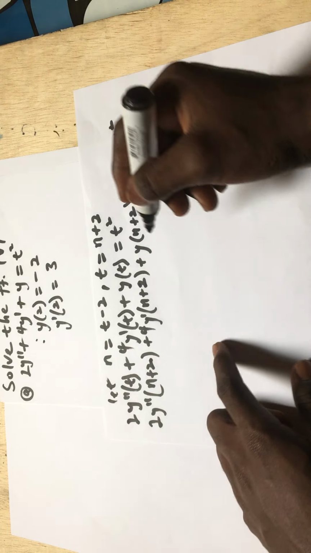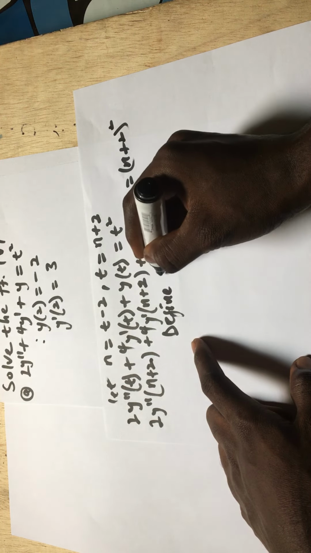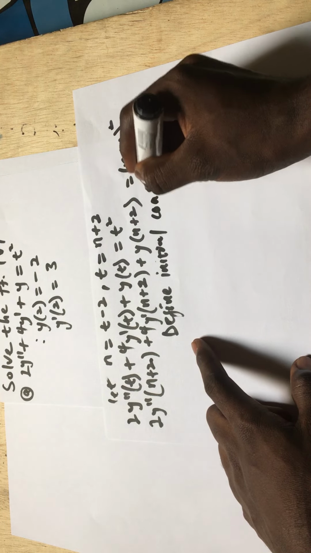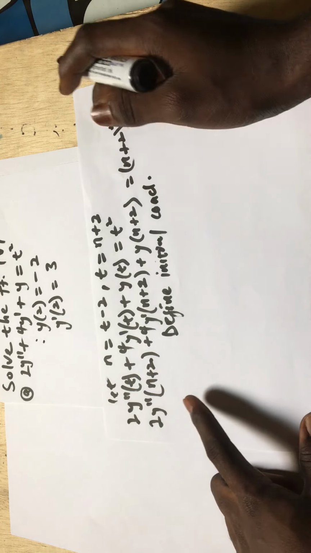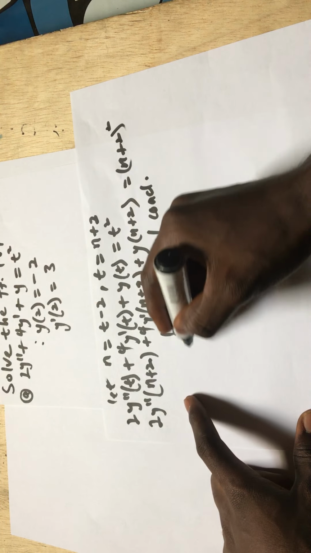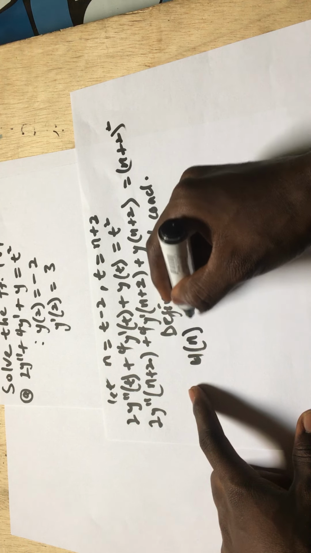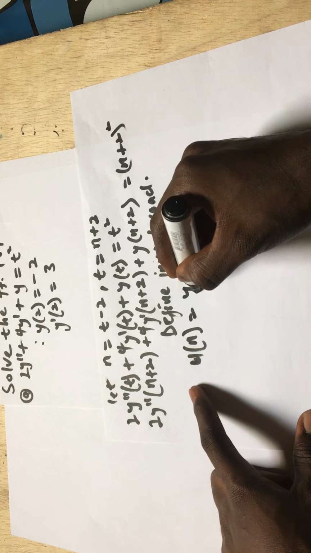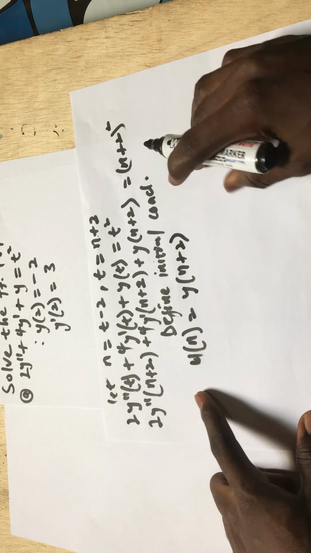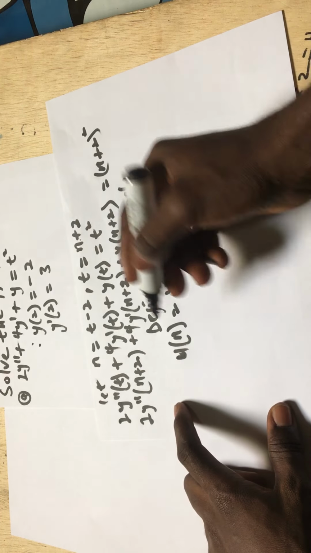Now we have to define our initial conditions. Are you getting it? So what we are coming to do is take the derivative of this. So we know that our variable u of n will give us y of n plus 2. Are we okay?